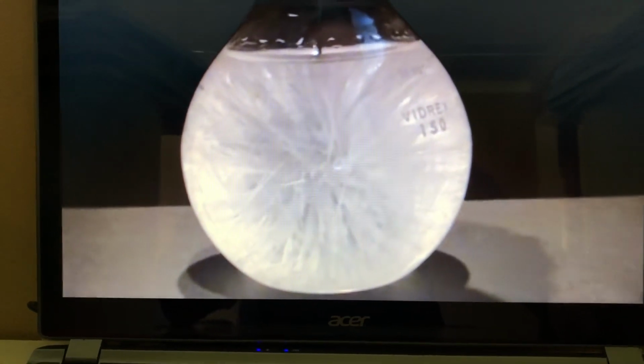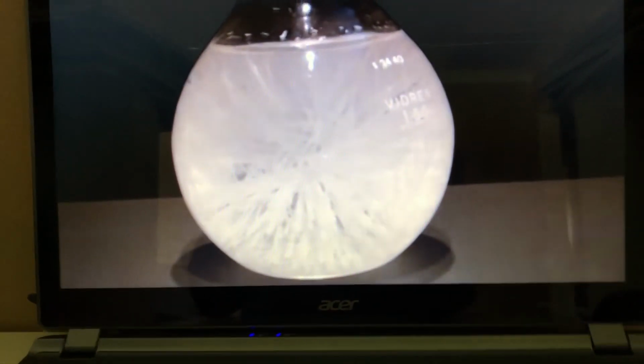You can actually do this with sugar. This is how they make rock candy.